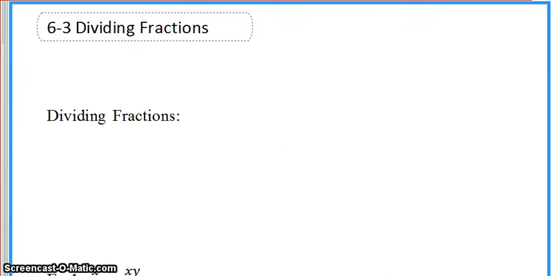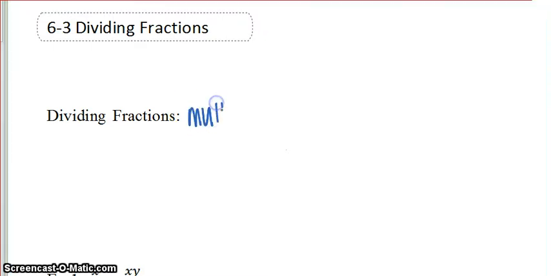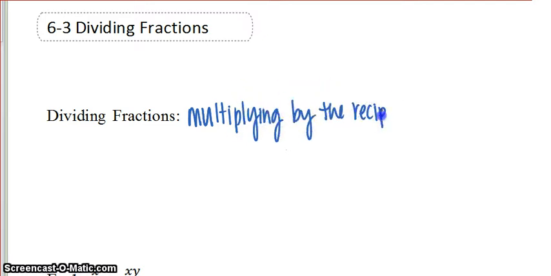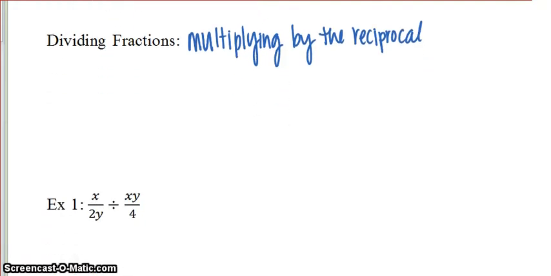Okay, so we're on to 6.3, dividing fractions. It's very similar to multiplying fractions, but obviously we're dividing. But dividing fractions is the same as multiplying by the reciprocal. So luckily, the multiplying and the dividing are very similar, because all you're going to do is change it into a multiplication problem.